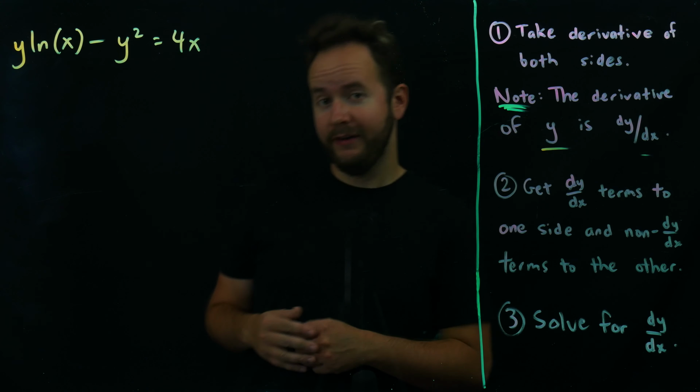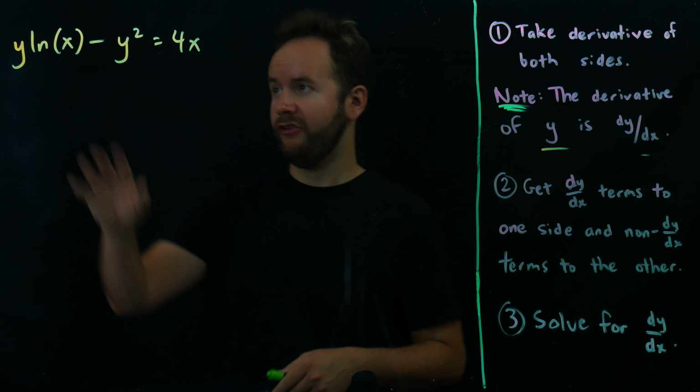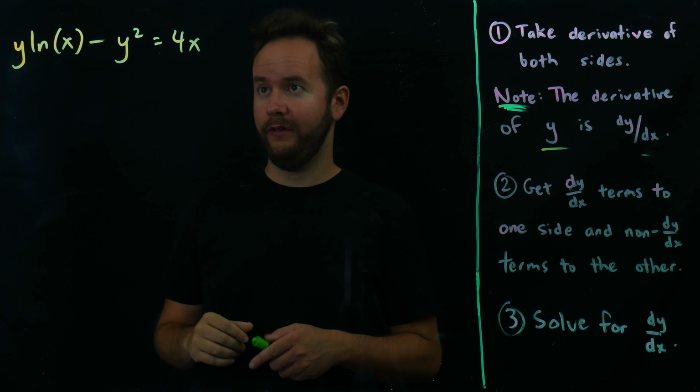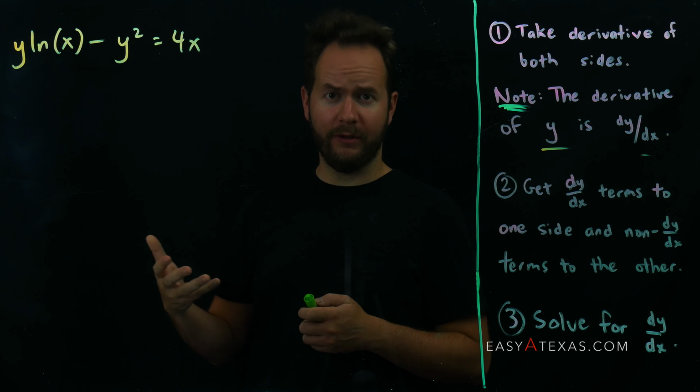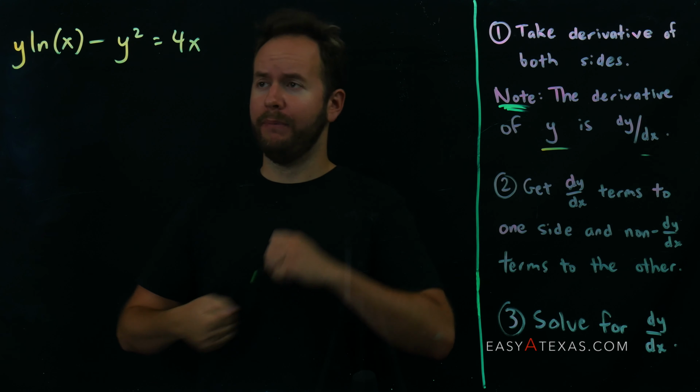Alright, this is an implicit differentiation problem. Why is it implicit differentiation? Because we have x's and y's on both sides of the equation. Normally we have y equals something, and because we don't, this is going to require implicit differentiation.